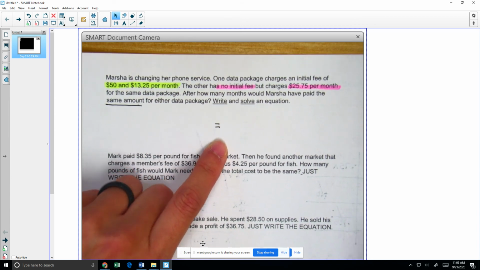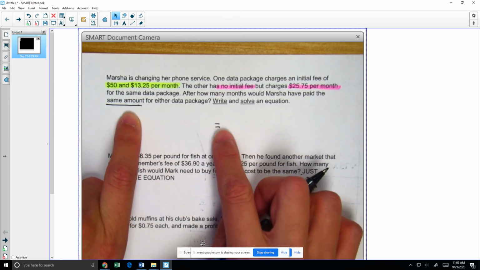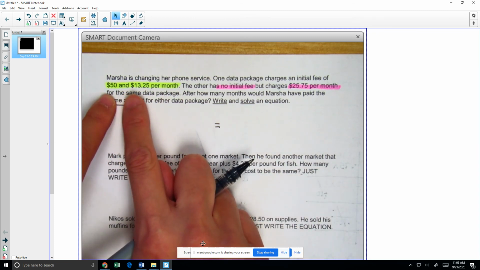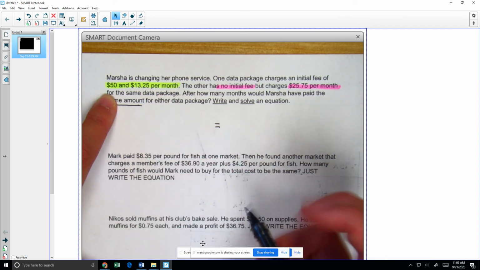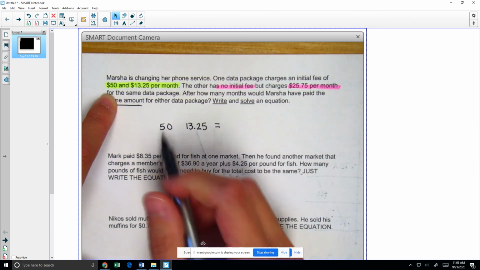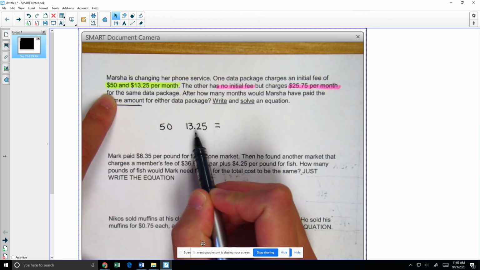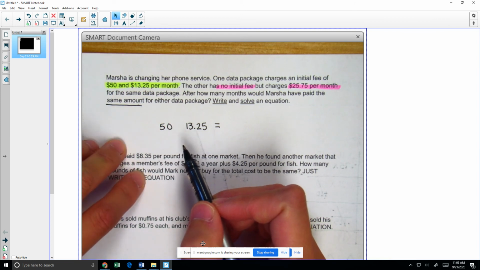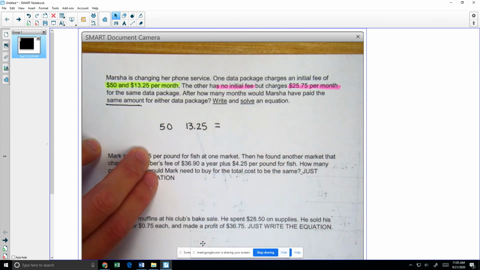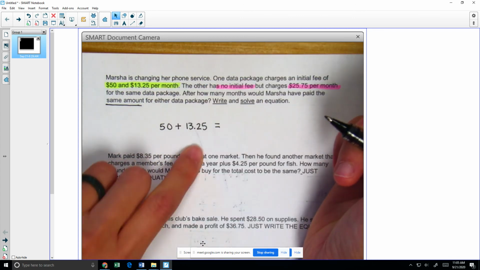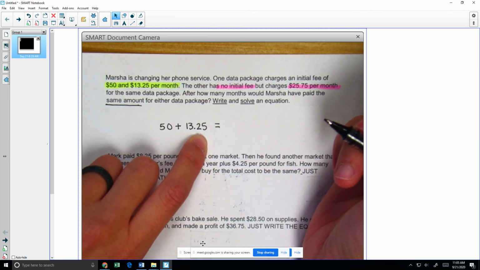I'm so happy today. Okay, so if you want it to be the same, then it's an equal sign. Okay, so let's do the yellow first. $50 and $13.25 a month. So I know I have to write 50. I know I have to write 13.25. So if it's $50 and 13.25, what symbol do you think goes in between here? Aaron? Nope. Close though. Savannah? Addition, plus. Because it's $50 and another 13.25 a month.